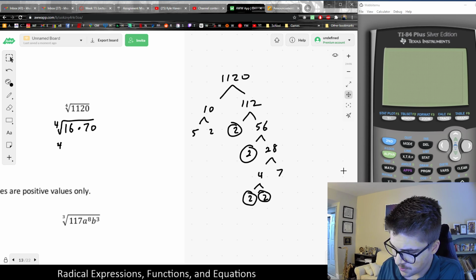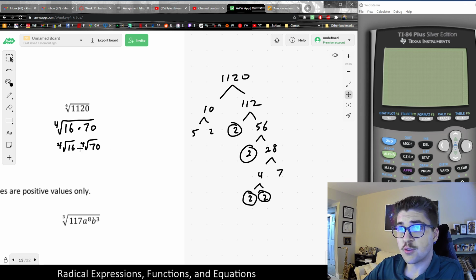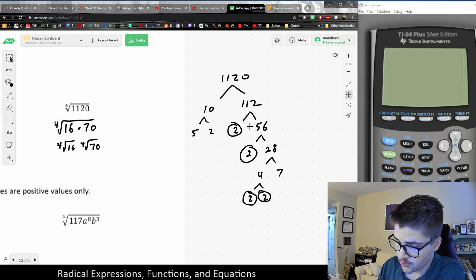I could then split this up as the fourth root of 16 times the fourth root of 70. I know that the fourth root of 70 will not simplify because 70 doesn't have four of anything. But 16 is four 2s, so that would be 2 times the fourth root of 70.